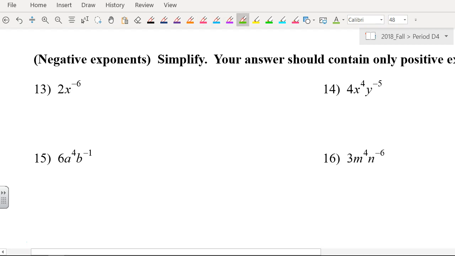Okay. How do we do number 13? Number 13, you find the negative exponent and it's connected to x, so you use that as the denominator. So you put the positive exponent, which is 2, because it has a 1 to the first power, as the numerator. So it ends up being 2 over x to the 6th. Excellent.